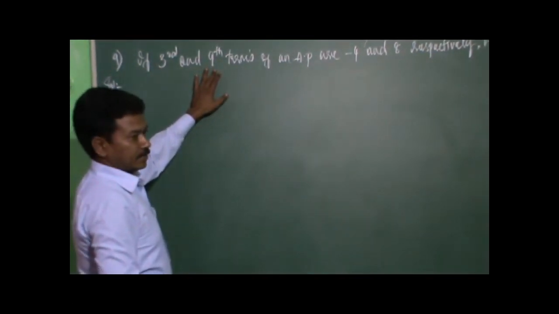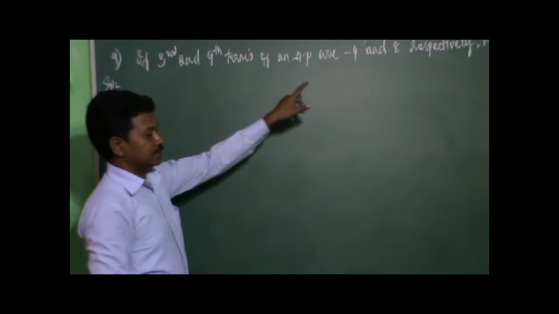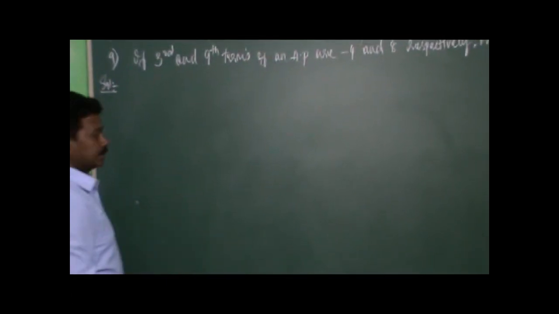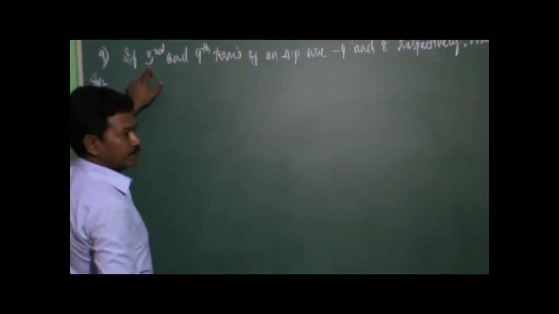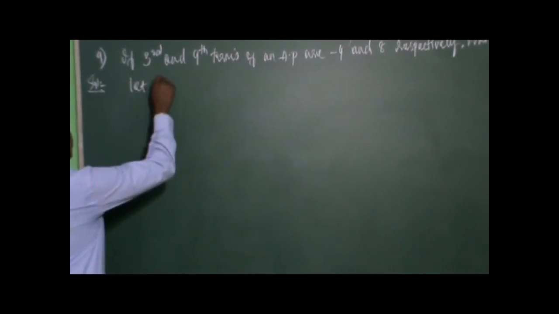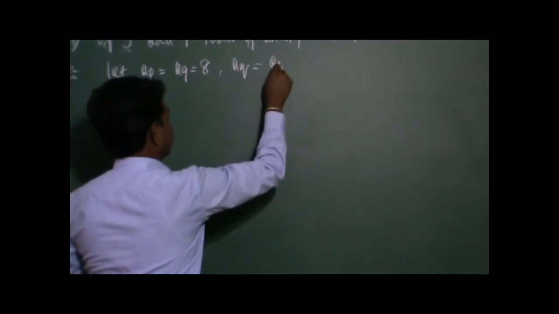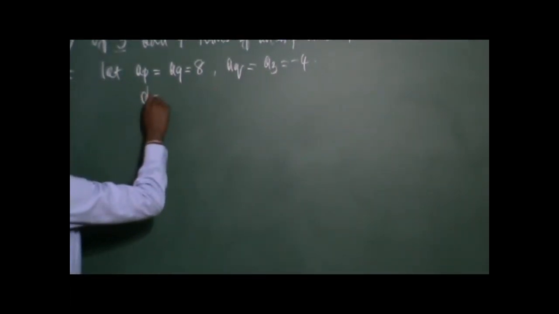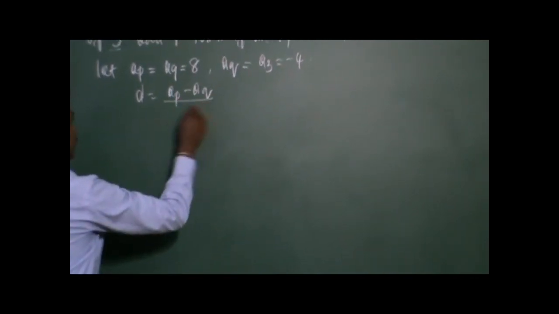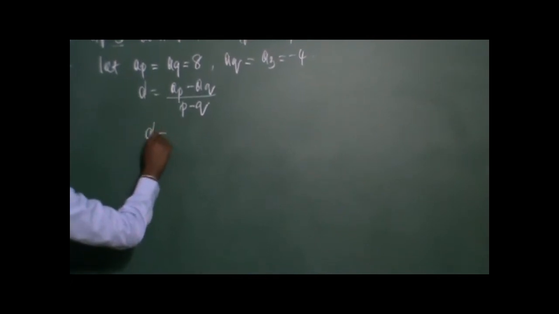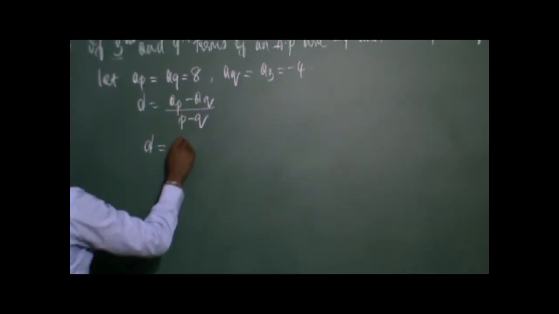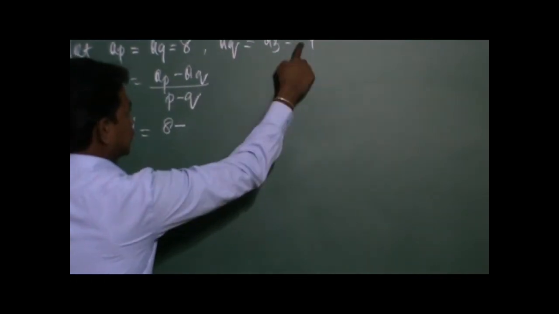Now, two different terms are given. Third term and ninth term are given. The third term is −4 and the ninth term is 8. Which is the bigger term? The ninth term is the bigger term and the third term is the smaller one. Therefore, let ap = a9 = 8, and aq = a3 = −4. This is the data. So let us find out the common difference. d = (ap − aq)/(p − q). This is the formula. d = 8 minus aq, and aq stands for −4.